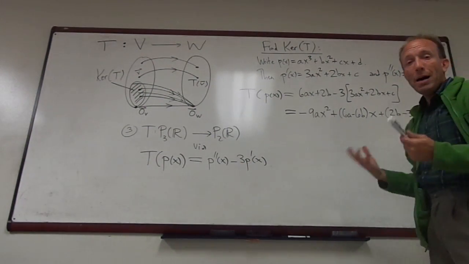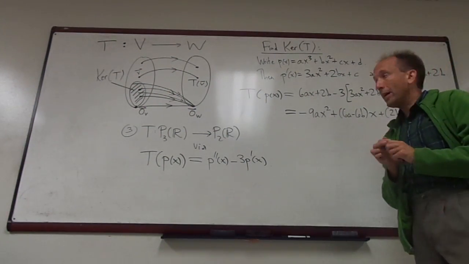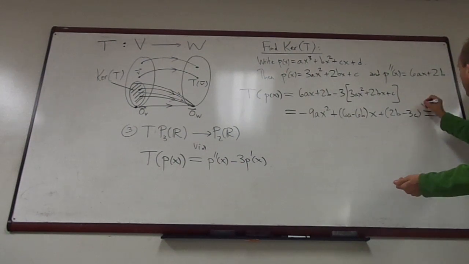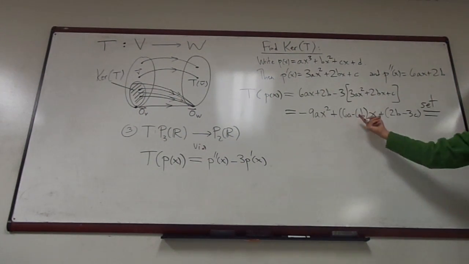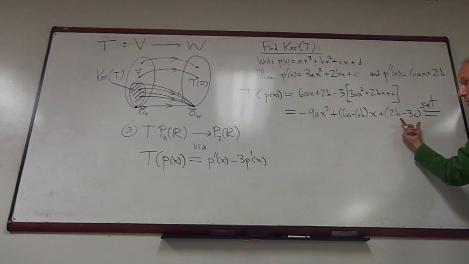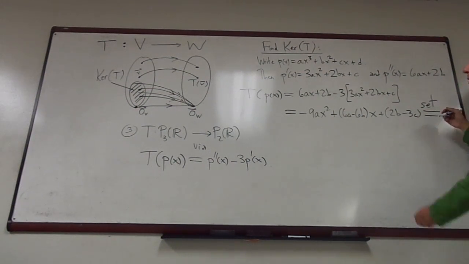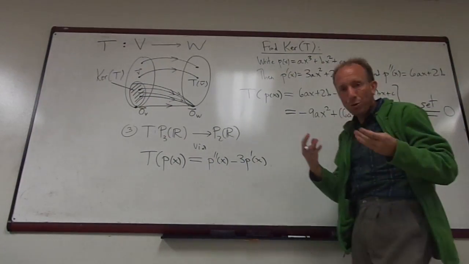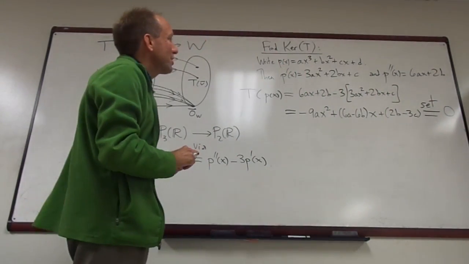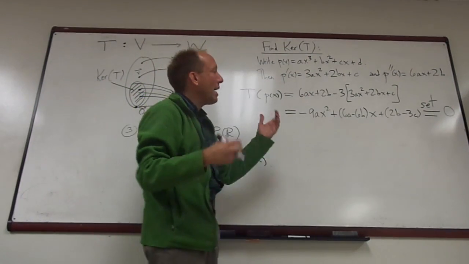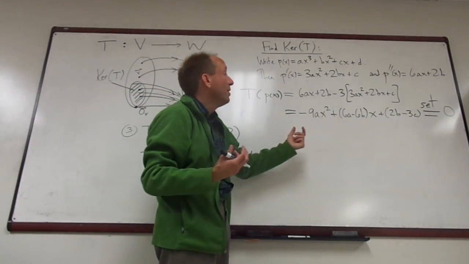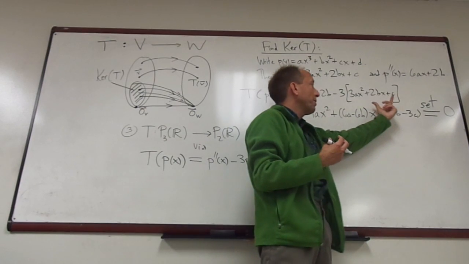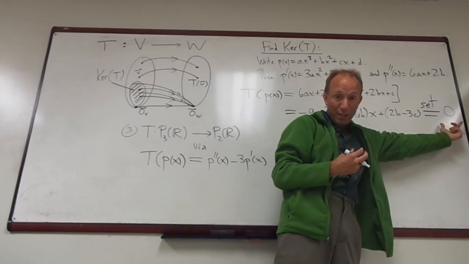Now I'm ready to go about finding the kernel. Okay? To do that, as usual, we set the transformation of the vector v to 0. And in this case, the 0 vector is actually just the polynomial 0. Okay? It's just the polynomial 0. So we have a familiar situation where we have an expression for a polynomial equal to 0.